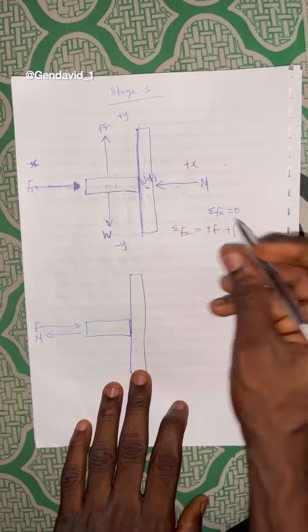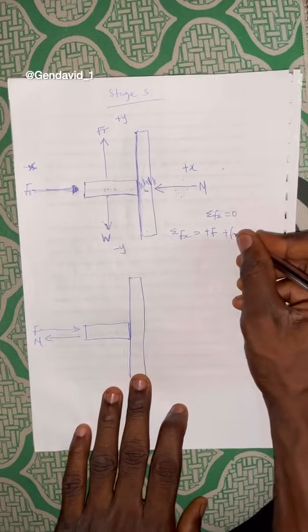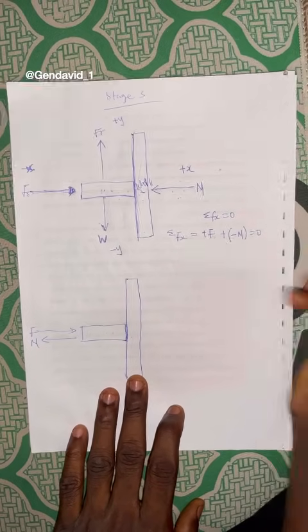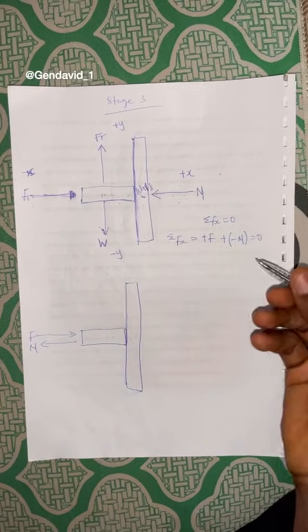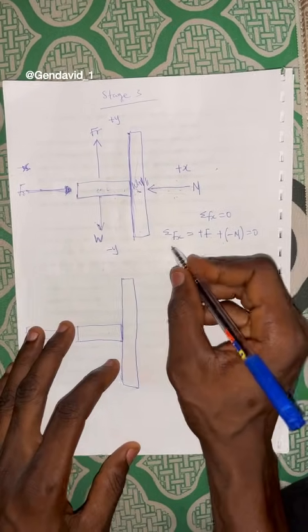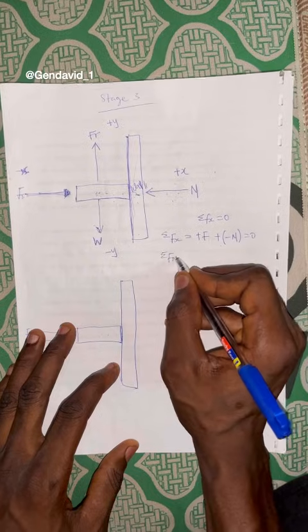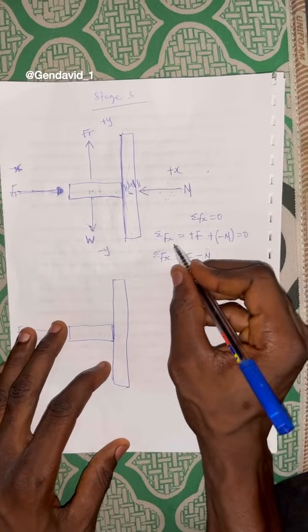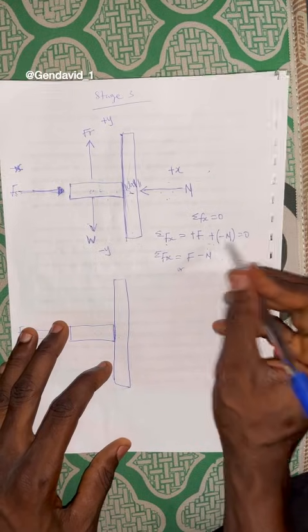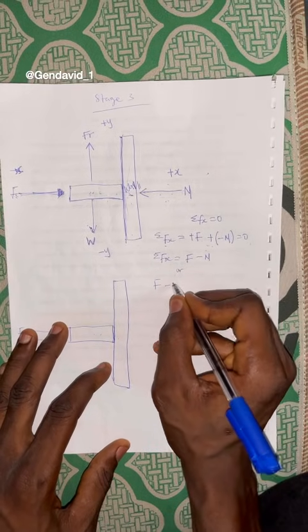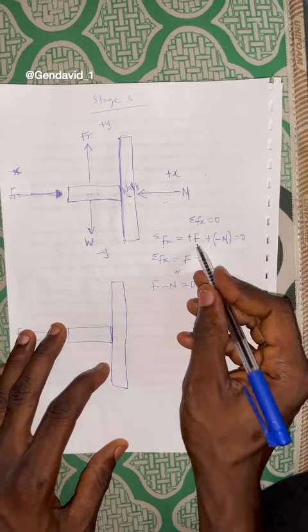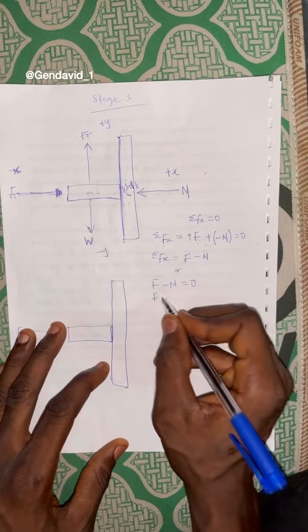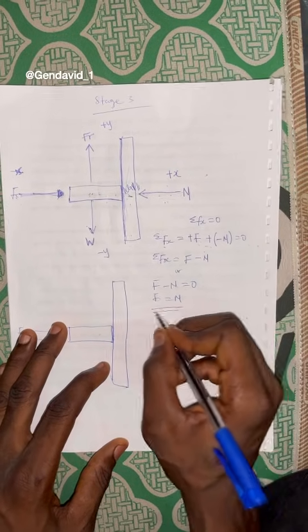Then plus into bracket, N is going towards negative, so I have it to be minus N. Everything equals 0. So in this case, I have two choices. As you all know, I can say that summation Fx is equal to F minus N, or I say F minus N is equal to 0. If F minus N is equal to 0, I can say that F is equal to N, or N is equal to F.